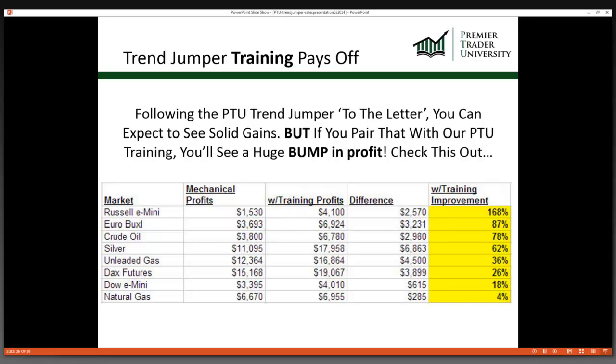I can't guarantee you it's going to be 168% better. There are some markets, like the Russell Mini in particular, that are really sensitive to the adjustments we make, and some are not nearly as much. But I would say 10 to 25 to 35% is a very, very doable increase in the bottom line.